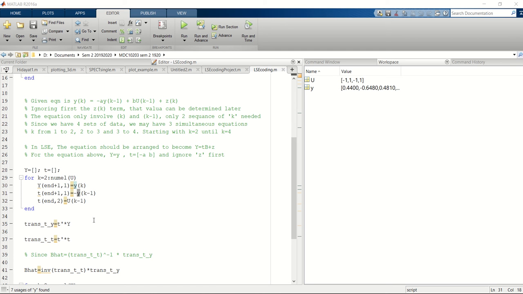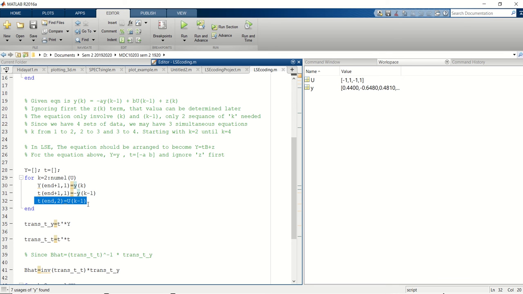So this is the way to create the second column, right? The value is k minus 1. k is 2, 3 and 4, so k minus 1 is 1, 2 and 3. For the value of u here, we take negative 1, 1 and negative 1.